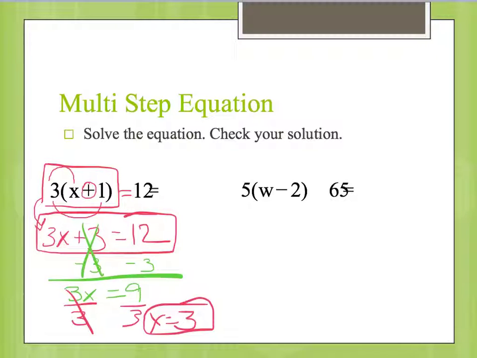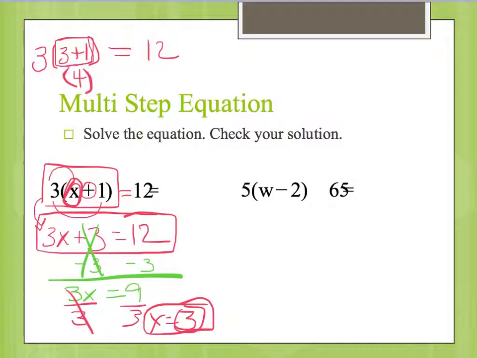I can check out my answer by taking my 3 and plugging it in here for x. 3 times 3 plus 1 needs to be equal to 12. Now I can use either the order of operations or I can use the distributive property. Again, it really doesn't matter. So I'm going to use the order of operations, which means I have to do what's inside the parentheses first. So 3 plus 1 is 4, and 3 times 4 equals 12. So I know that my solution of 3 checks out.